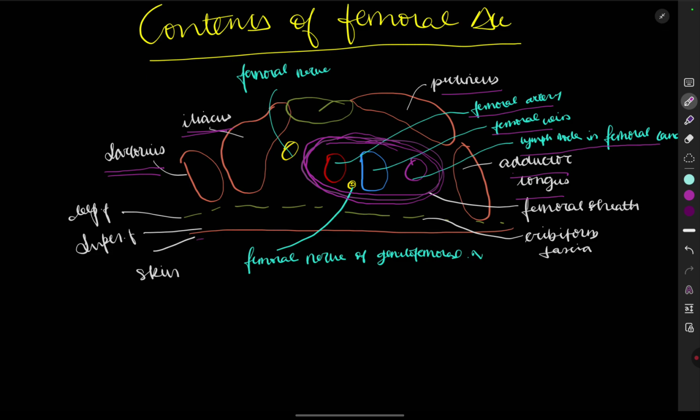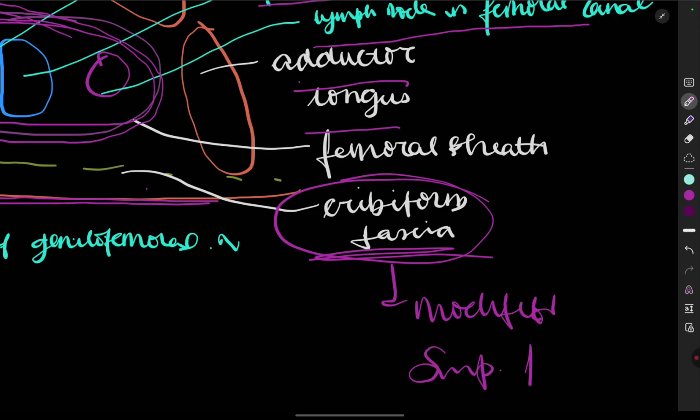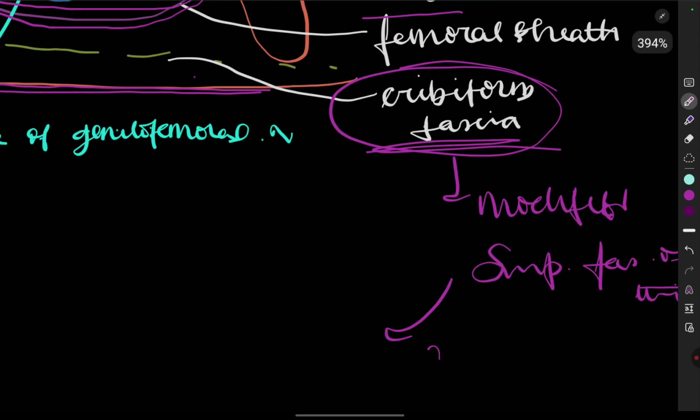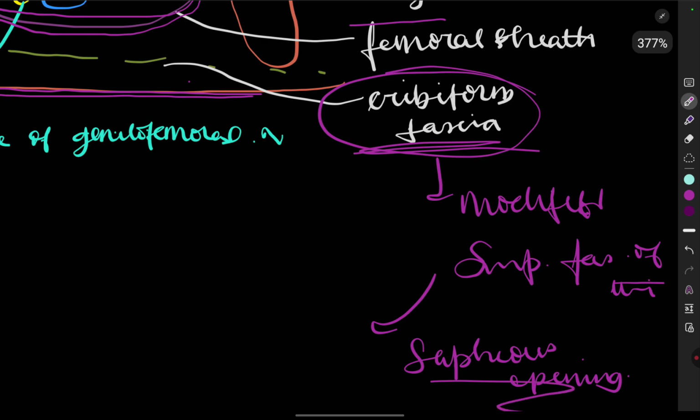And this orange, whatever you see here, is the skin. This is the superficial fascia and the deep fascia, and then we have the cribriform fascia that we had already studied. What is cribriform fascia? It is the modified superficial fascia of the thigh that covers the saphenous opening, right? So it is the modified superficial fascia which covers the saphenous opening.